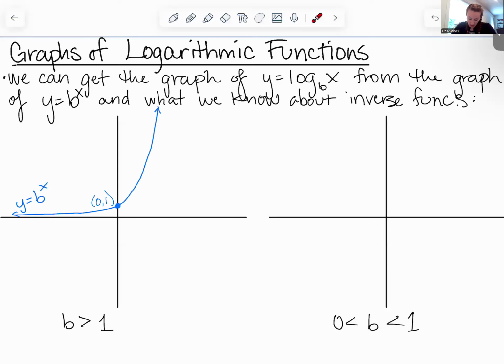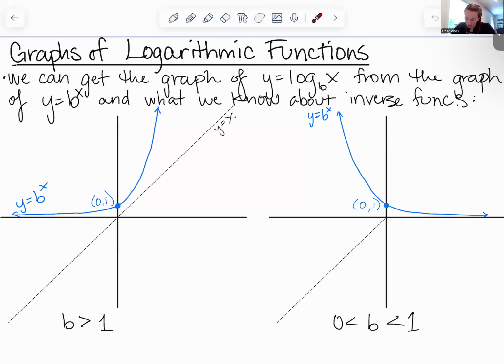So y equals b to the x for b greater than 1 looks like this. And this is really the same shape regardless of what b is. And then similarly for b being between 0 and 1, here's the general shape. And again, that's just a general shape. It's not an exact graph right now because we don't have a value for b, but they'll all have that same structure and shape.